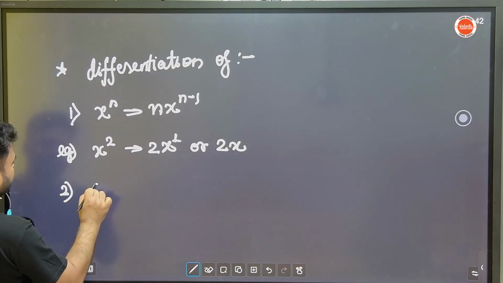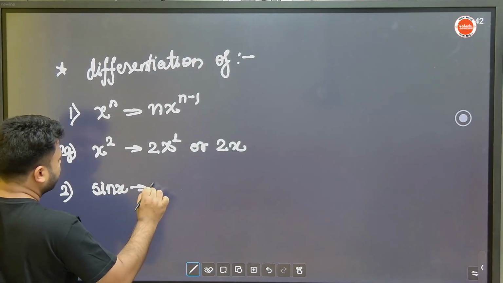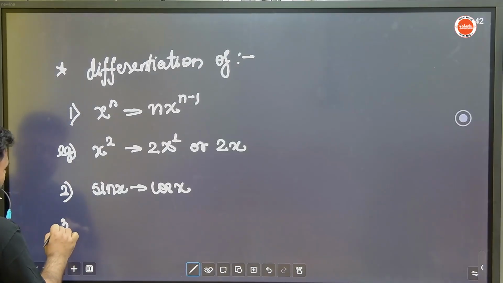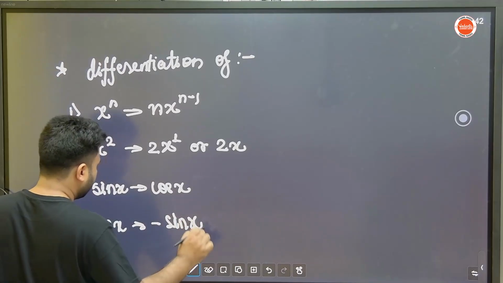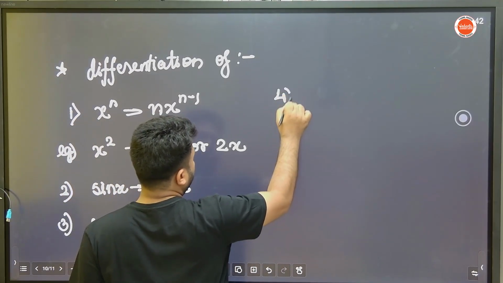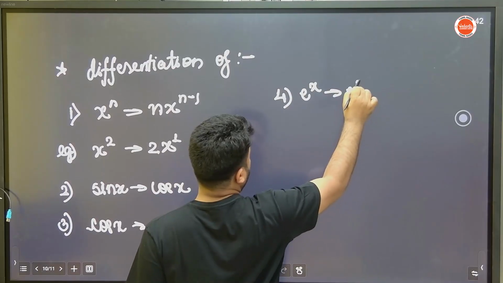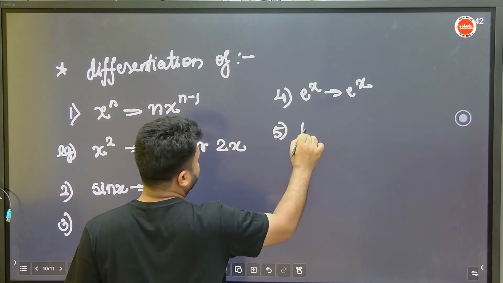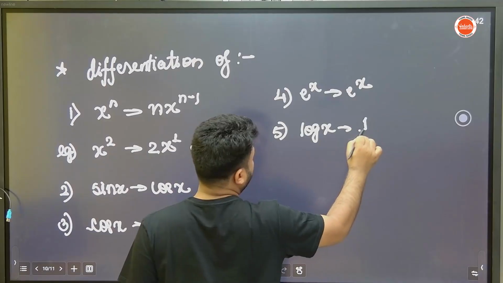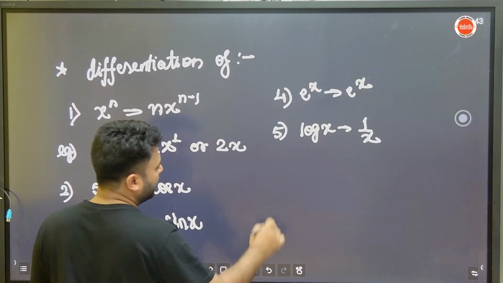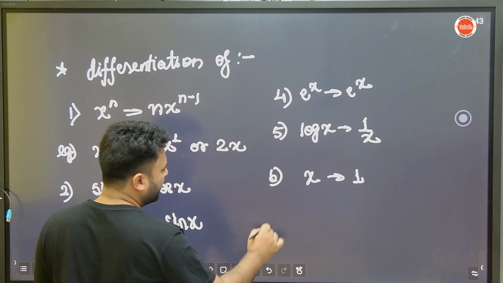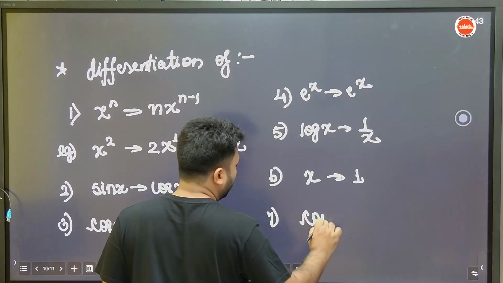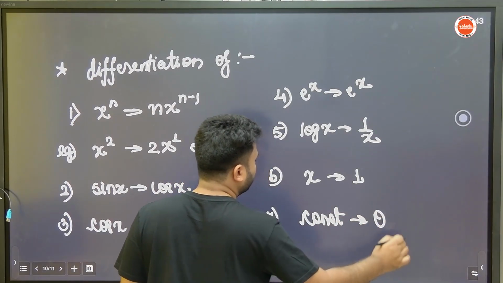Similarly, sin x differentiation is cos x. Cos x differentiation is minus sin x. e to the power x differentiation is e to the power x. Log of x differentiation is 1 by x. x differentiation is 1. Constant differentiation is 0. I will take one example so that you better understand.